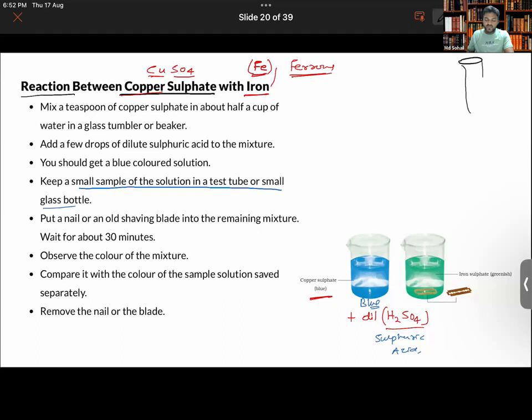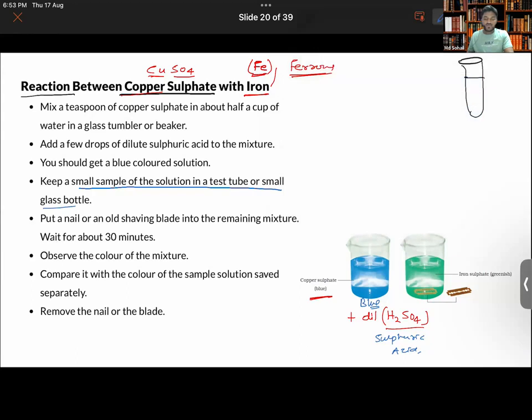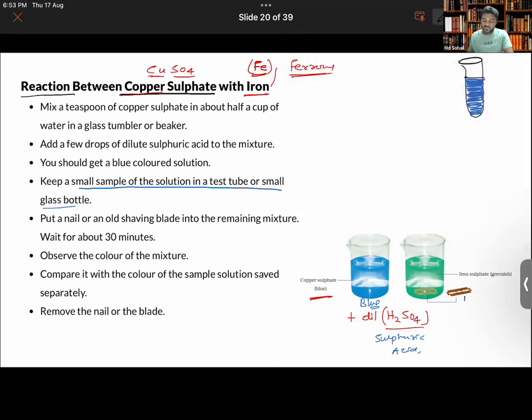When the reaction takes place, the color of the solution will change. In order to study the change in color, we will keep a small sample of it in reserve. Okay, so that we have done. Now put a nail or an old shaving blade into the remaining mixture. So we have taken a piece of iron object here that has rusted. This is rusted iron over here.